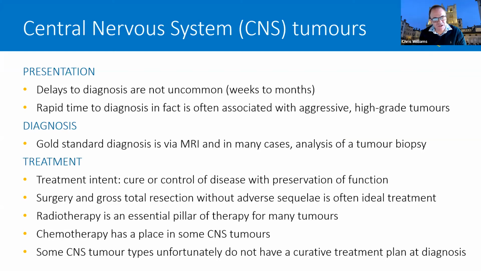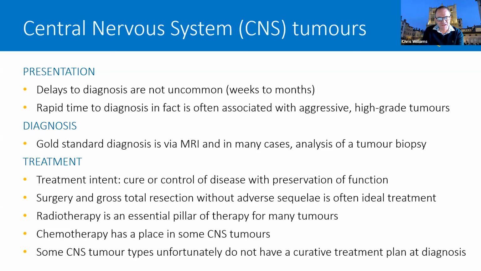There's often delays to diagnosis, and they're not uncommon. Presentation can take weeks to months with brain tumours, the highest association of delays. However, a rapid time to diagnosis, one that occurs very, very quickly, is often associated with aggressive high-grade tumours. The gold standard is via an MRI. That's the number one way of getting an initial diagnosis, and then for nearly all tumours, an analysis of the tumour biopsy. So they'll need some level of surgery. Not all children have complete resection, but they'll need at least a biopsy up front.